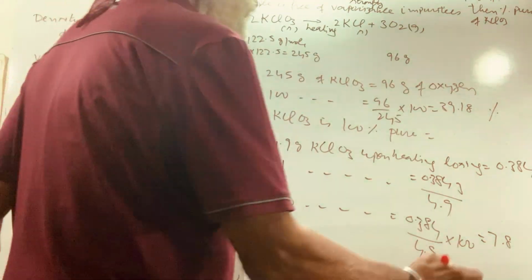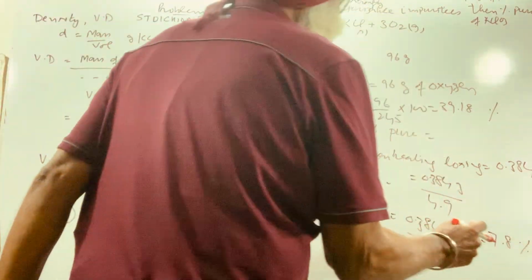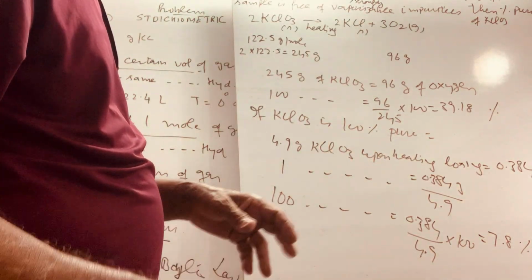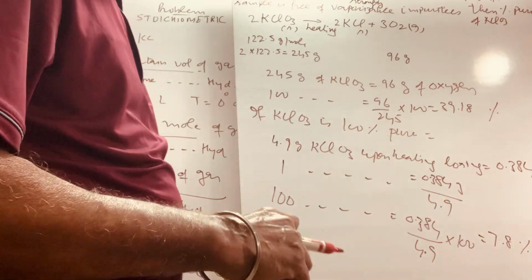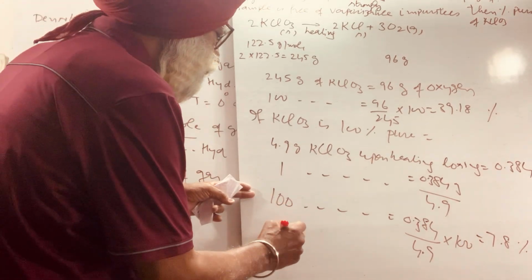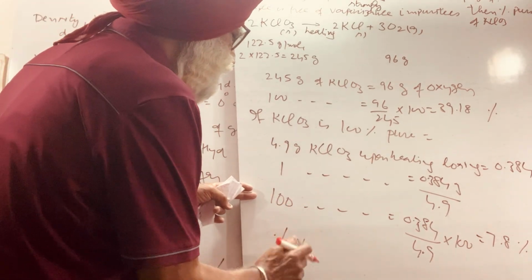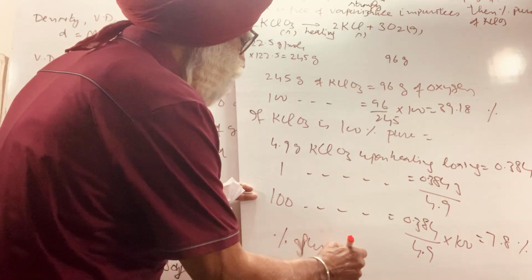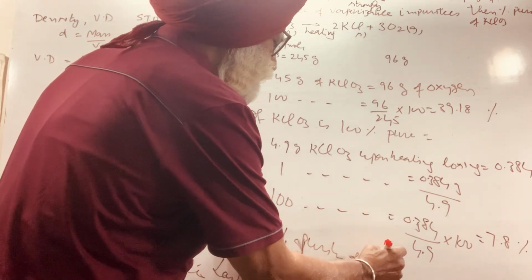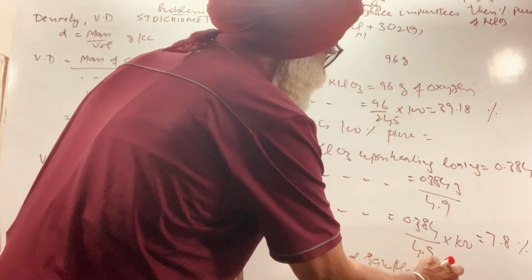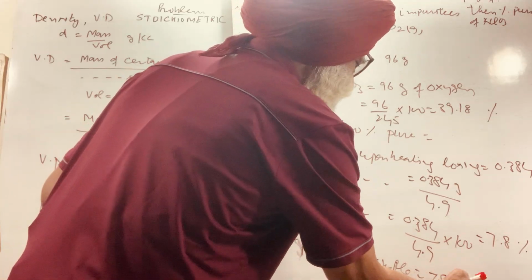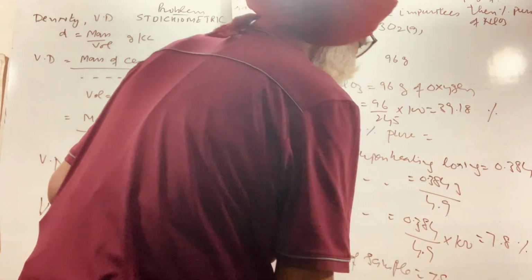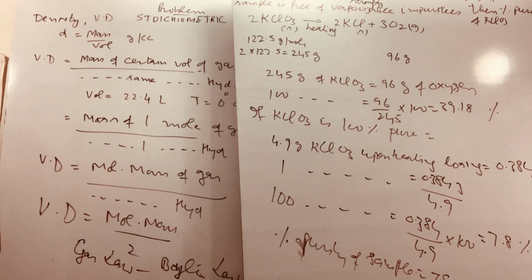So it means that if it was 100% pure, then it should be losing this. If it is this, so it means it is impure. So what is the percentage purity of the sample? Percentage purity of the sample, KClO3, will be 7.8 divided by 39.18 multiplied by 100. So this is giving you the percentage purity of this sample.